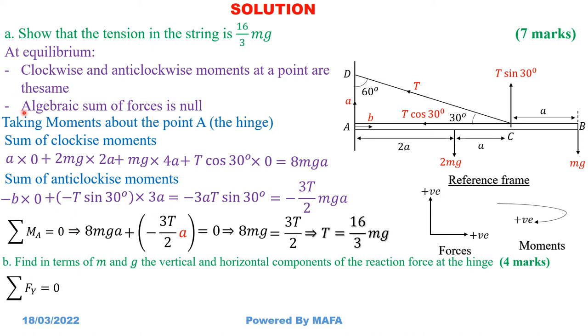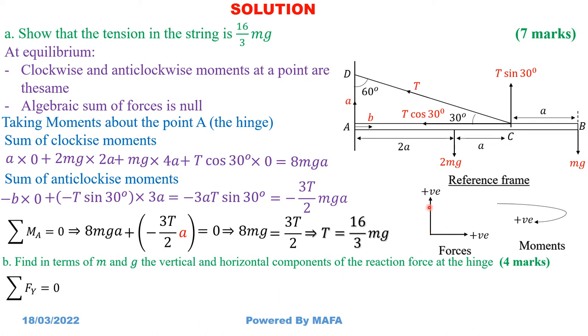Simply, we use the second condition for a system to be in equilibrium. The algebraic sum of forces is 0, meaning we sum the forces considering their directions. We first begin with the vertical, which is the y direction. So the algebraic sum of forces in the y direction equal to 0 means that we now pick all the forces in the y direction.